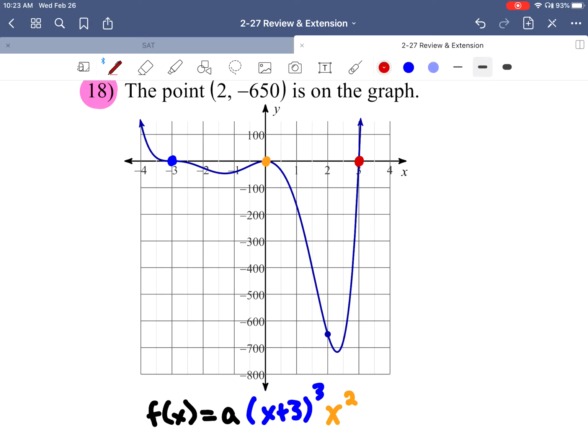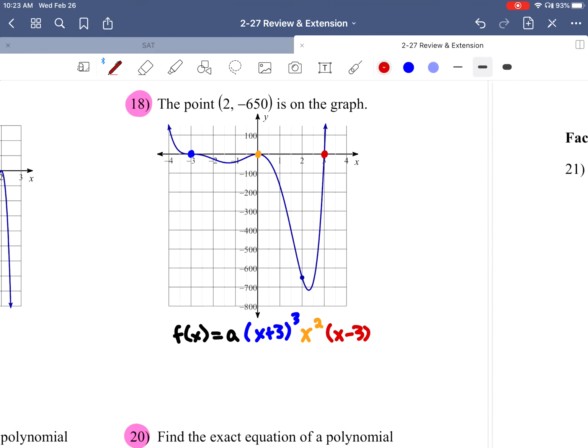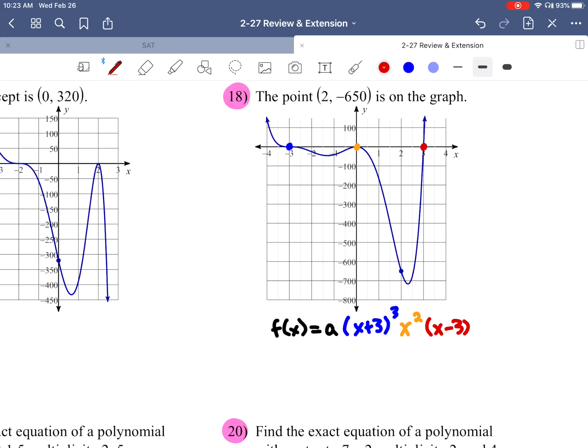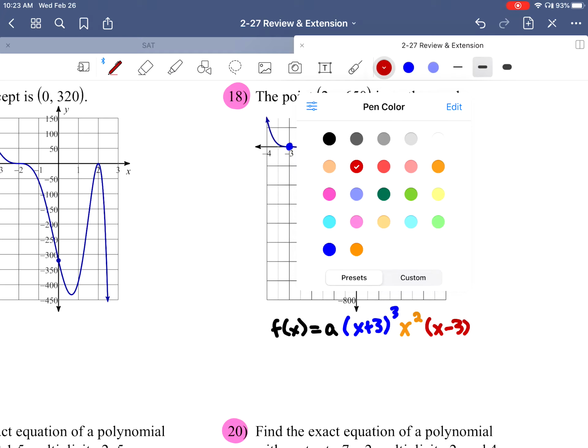And then in the last spot here, x equals 3. So I know that I have to have x minus 3. And because it goes through in a straight line fashion, I have a multiplicity of 1. So now I've got that information. That's all I can do so far. I need to solve now.